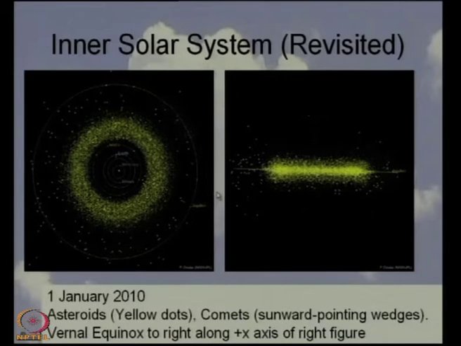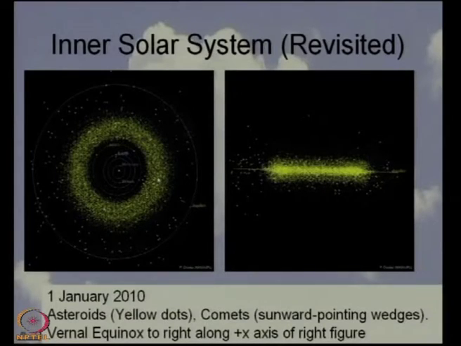This is a side picture of the same thing, side view. The vernal equinox is over here to the right. So, what we see over here is that in addition to the planets, we also have a large number of asteroids and comets which are there in the solar system, and there is a belt of asteroids. The asteroids seem to be concentrated in the region between Mars and Jupiter. There is a belt of asteroids over here, between Mars and Jupiter.